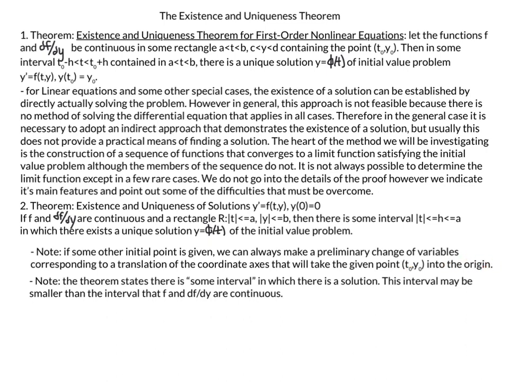But we'll just note that even though we have this simplification, it can be overcome. And last, which I believe I've already mentioned, the theorem states there's some interval in which there is a solution. So this interval may be smaller than the interval in which f and df/dy are continuous. And that is reflected here. So the absolute value of t is not only less than or equal to a, it might be less than or equal to h, which is less than or equal to a.